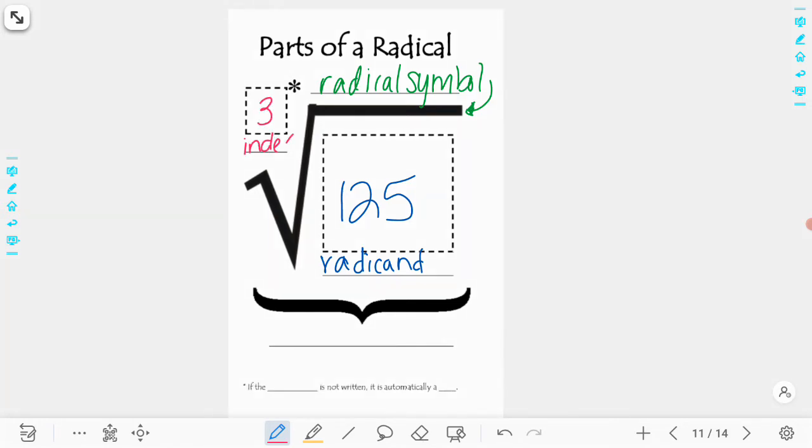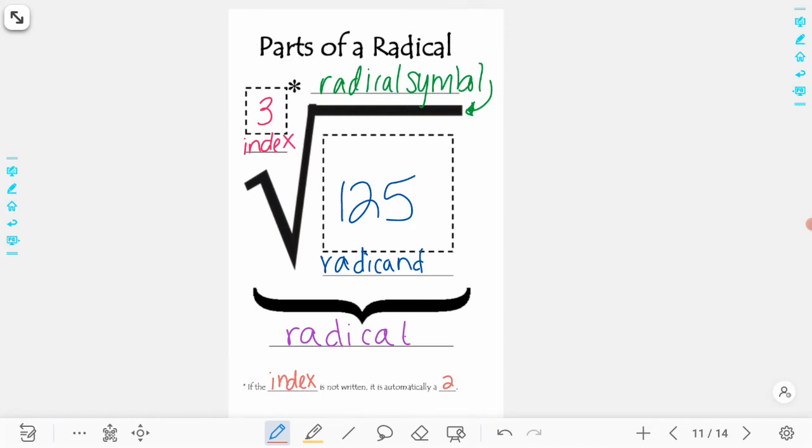Now, an index is super important. Typically, if you don't have a number right there, we would call that a square root. But when we put a number there, it becomes a little different. And then all of these things are classified as a radical. So the whole part is our radical. Now, just to reiterate, if the index right here is not written, it is automatically a 2. So that means it's a square root, okay?